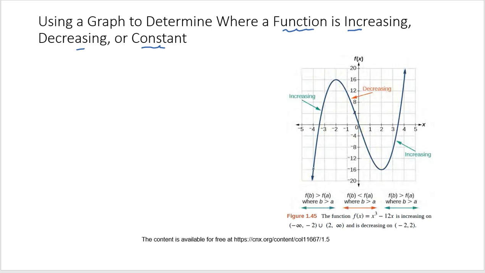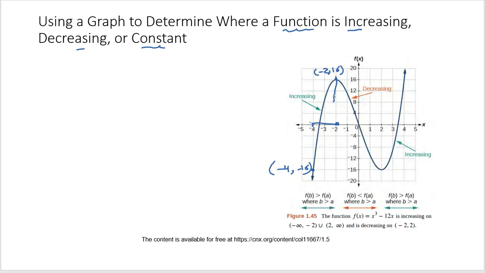For example, here x is negative 4, and y is negative 16. Then at this point, x is negative 2 and y is 16. So x increased from negative 4 to negative 2, y also increased. So this part, the function is increasing.